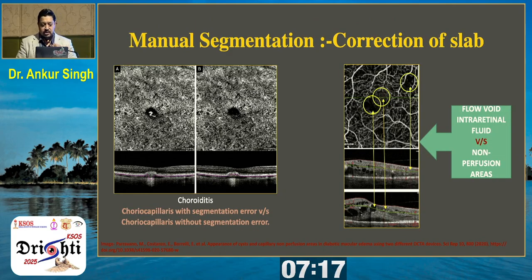So manual segmentation is very important. Look at the image on the right. If you see an abnormal segmentation, it can make you feel that this is a CNVM, but if you correct the segmentation, it is gone. Always correlate the en face image with the structural image.